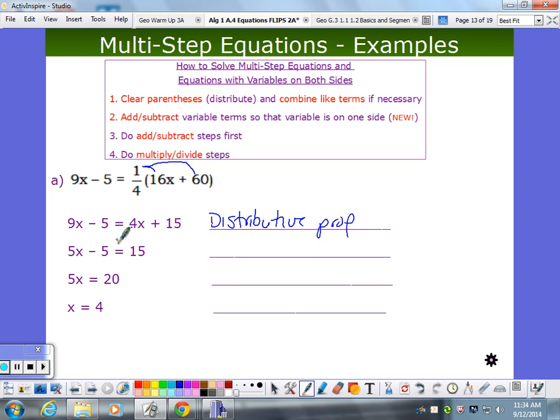Right now, I guess here, what I did was I subtracted this 4x from the other side. Because what's 4x minus 4x? 0. So that was the subtraction property of equality. Then I got here, what did I do? I had added 5.